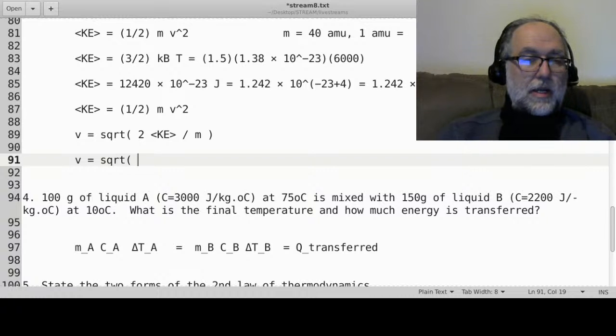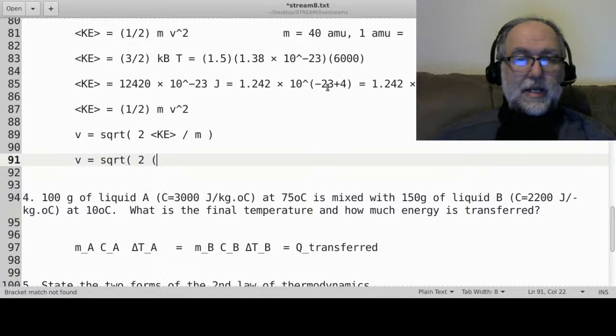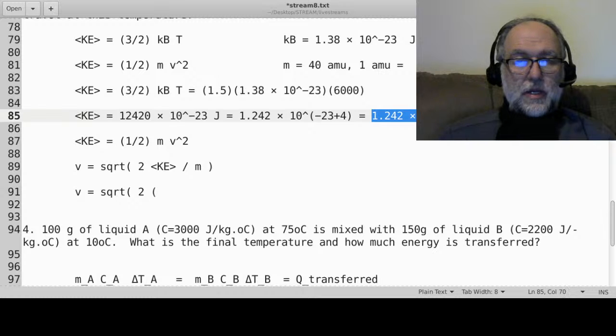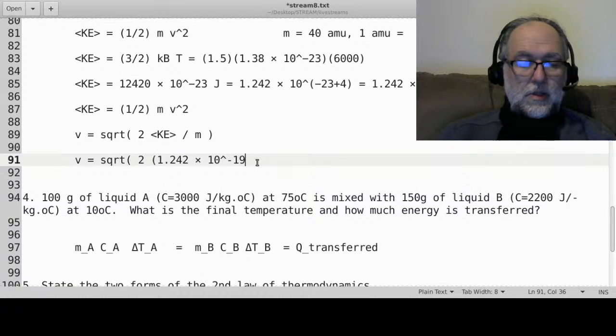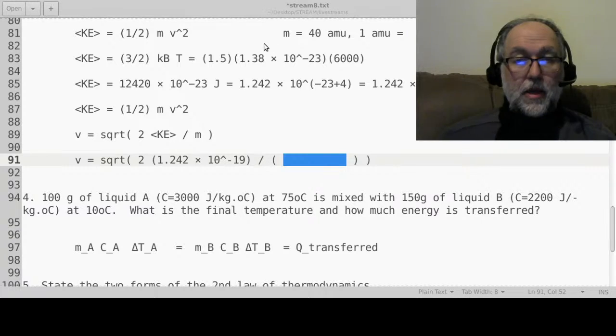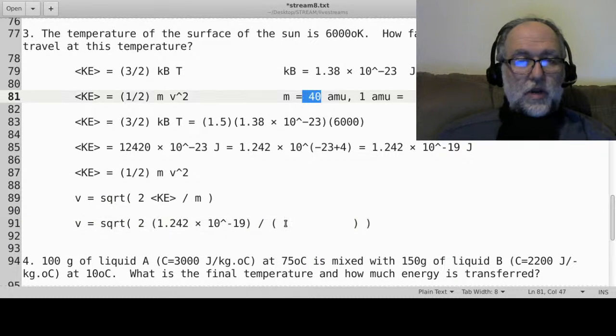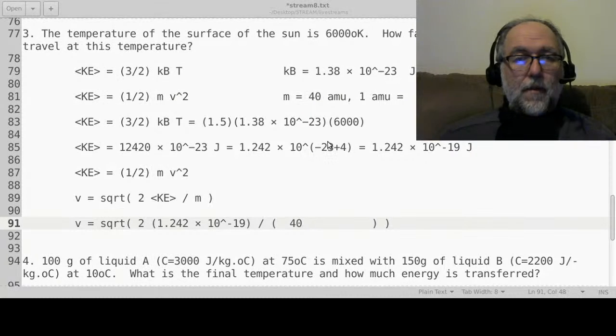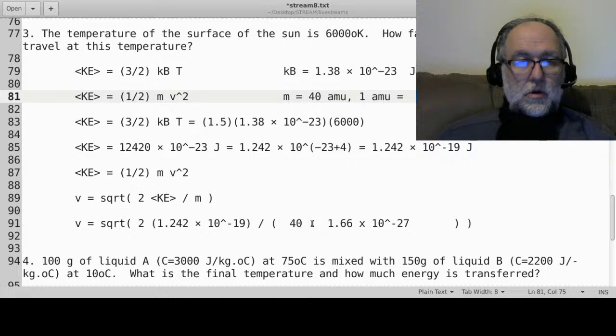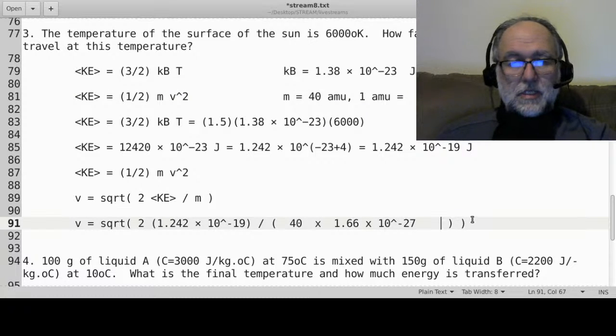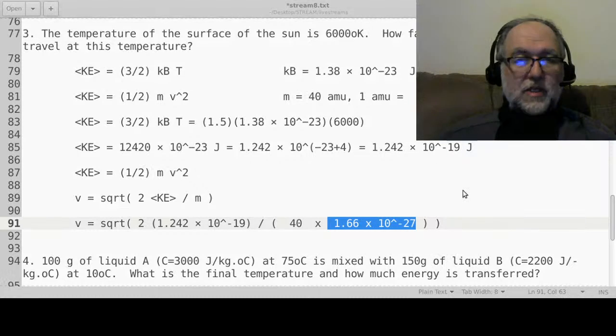So, square root of 2, for the kinetic energy, we'll just put in this number right here in MKS. There it is, divided by m. Now you go, what should I put in for m here? Because I don't give you m in kilograms, I give it to you in atomic mass units. It's 40 atomic mass units, but each atomic mass unit has a mass of 1.66 times 10 to the minus 27 kilograms.